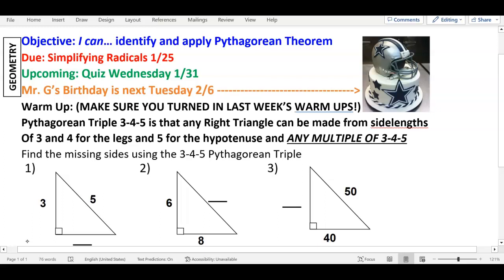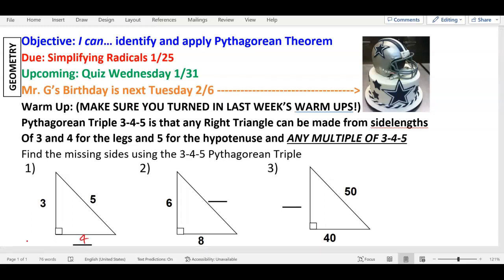And it works for any multiple. Y'all know multiples are when you multiply, right? So if I multiply 3, 4, and 5 by 2, that makes a right triangle. If I multiply 3, 4, and 5 by 100, that makes a right triangle. So let's look at number 1. If I know 3, 4, and 5 make a right triangle, and here's 3, and here's 5, what is this missing leg going to be? 4.